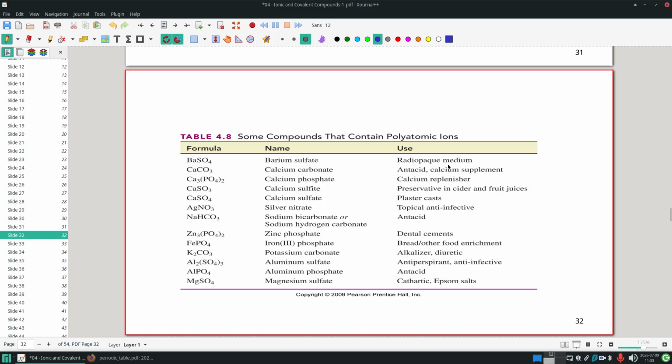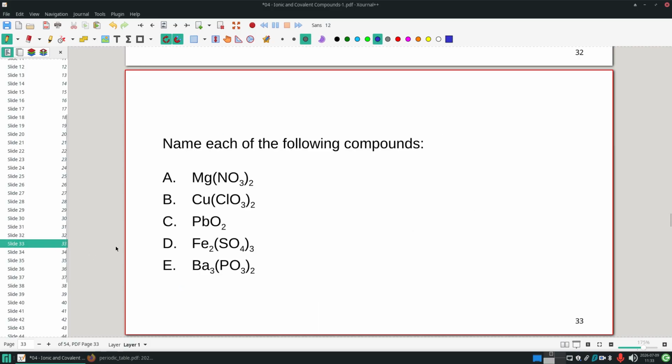That might not be that common, but I'm sure you've heard of plaster cast. Sure you've heard of antacids. So a lot of these are things we've seen and use. And that's pretty much why we had to learn how to name them. Alright, so let's practice naming. We'll just do a couple of these. We're going to do the top one and actually D, and I'm specifically picking on D for a reason.